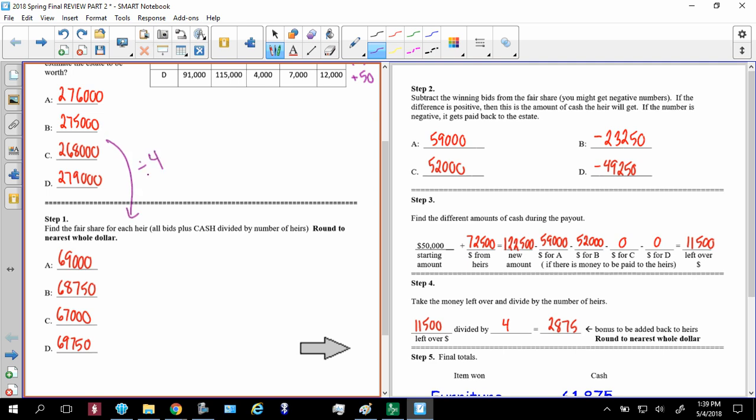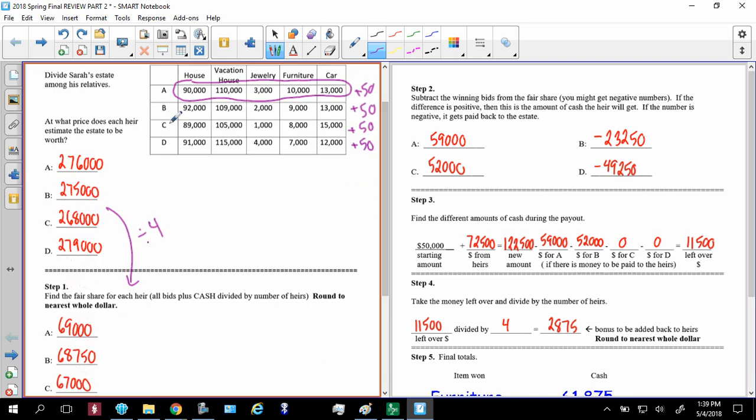And the reason you're dividing by 4 is because there are 4 heirs, A, B, C, and D. I didn't name them anything creative. All right. Now, to go from step 1 to the next step, you have to subtract the item that they want.